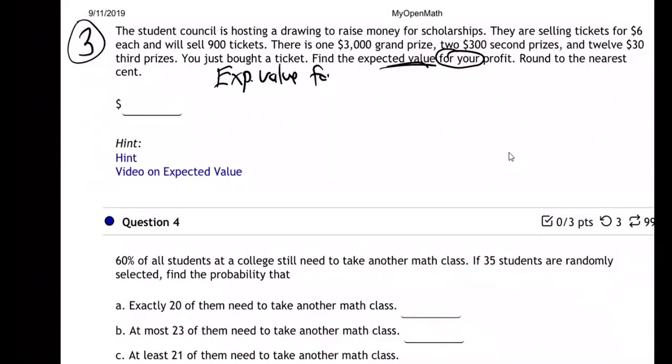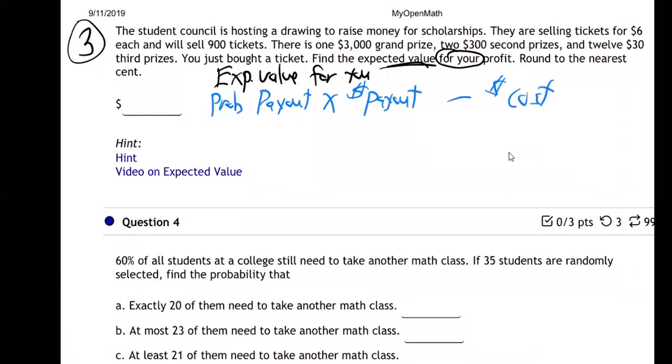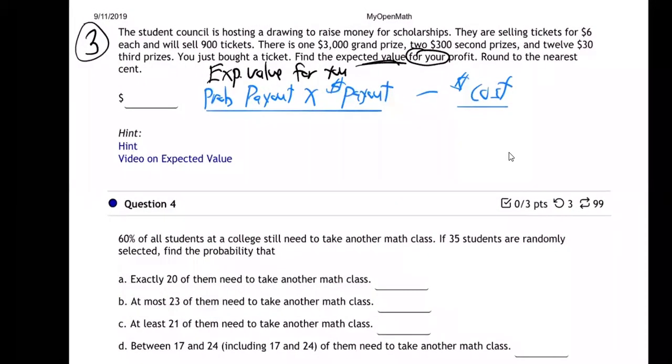Expected value for you. So what's the formula? It's the probability of the payout times the dollars of the payout, and then minus the dollars of the cost. That's good. This will be easier than what we did last time. Okay, here we go. What's the payout? Well, there's a few different payouts, aren't there? The $6 is the cost, isn't it? So that'd be minus $6. That's the cost. $6 is what they're selling the tickets for. That's the cost. 900 tickets.